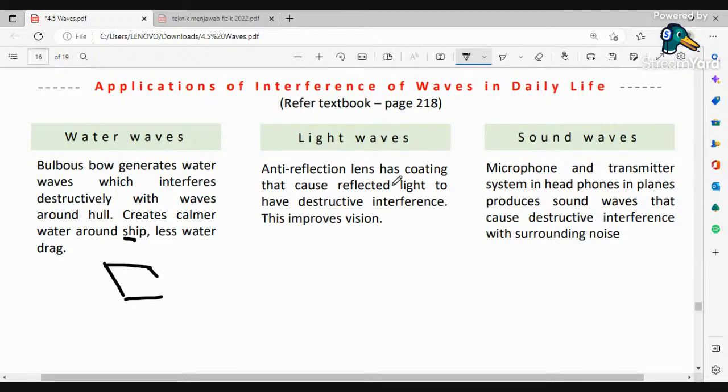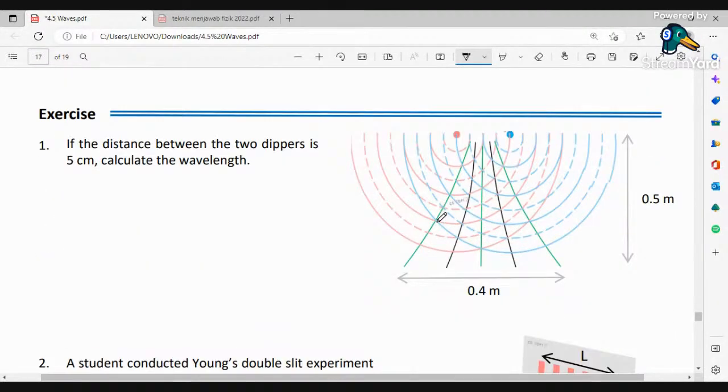Lightweight anti-reflection lenses have a coating that causes reflected light to undergo destructive interference, which improves vision. For those who wear glasses, you don't experience reflection because it's already cancelled by the coating. Sound wave: the microphone and transmitter system in headphones in planes produces sound waves that cause destructive interference with surrounding noise. So you cannot hear a very loud sound coming from the engine, or any sound coming in. Okay, let's look at some exercises on this.